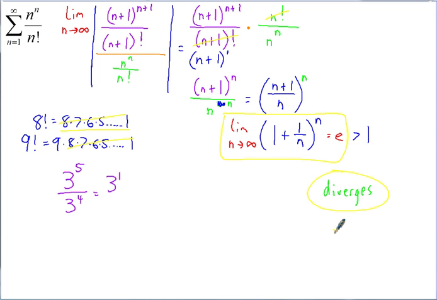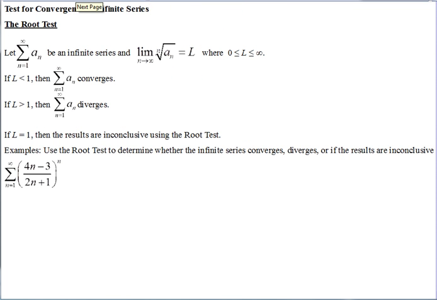Okay, now let's take a look at the root test. The root test works in a very similar fashion to the ratio test, except it says if the limit as n approaches infinity of the nth root of a sub n equals some limit, where the limit is between 0 and infinity. If that limit is less than 1, then you know the series converges. If the limit is greater than 1, then the series diverges. And again, if it equals 1, the results are inconclusive using the root test. So basically the same thing on this part as the ratio test.